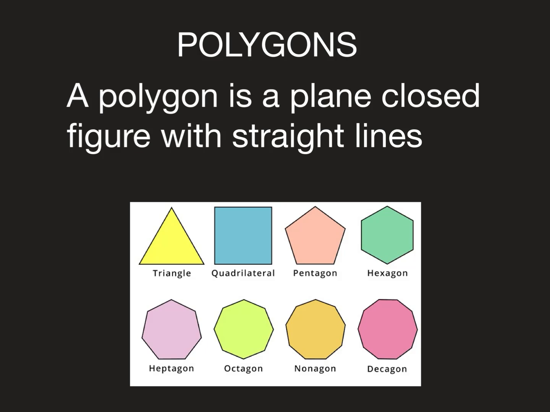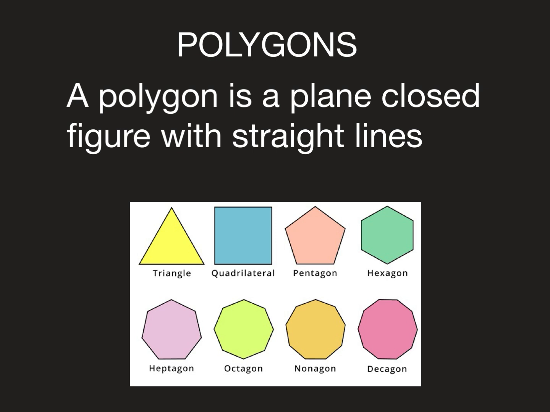Welcome back. Today our focus of discussion will be on polygons. So what is a polygon? A polygon is a plane closed figure with straight lines.